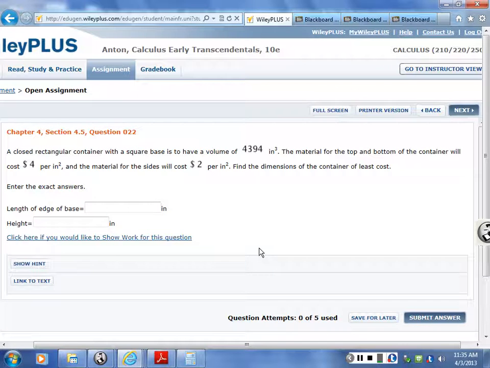So here it costs me $4 per square inch to make the top and bottom of this container, and it costs me $2 per square inch to make the sides. And I want to minimize the cost it takes me to make this container. So this is number 22. The very first thing you do is draw a picture. And hopefully your picture looks better than mine.